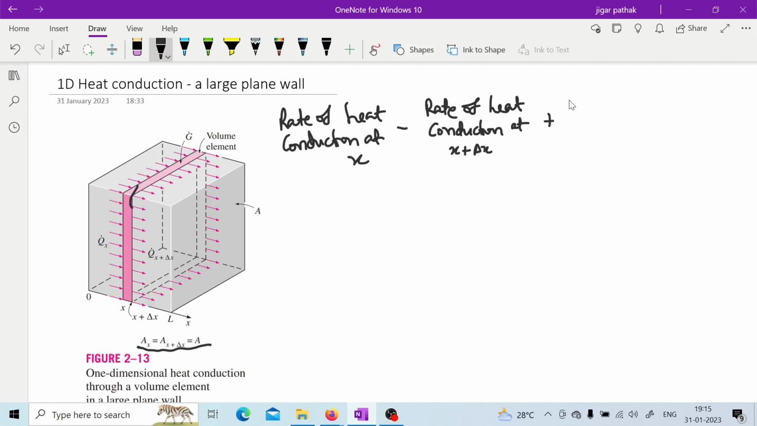It may happen that some heat may be generated. For example, while transmitting current through a particular wall, there is a heat generation of I squared R. So in some situations heat may be generated. This is the rate of heat generation inside the element.